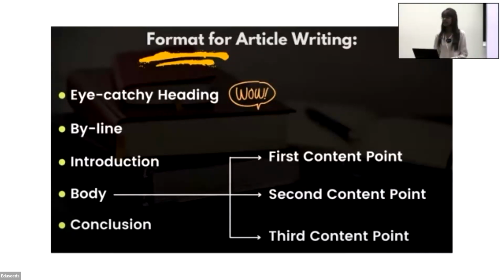First, you must have an eye-catching heading, which is a title. A byline is not really important, but if you want to include it, you can. Byline means who wrote this article, so if you want to write your own name, you can. Then it is followed by the introduction, body, and conclusion. So for directed writing, we have learned four types of essay: letter, report, speech, and article.